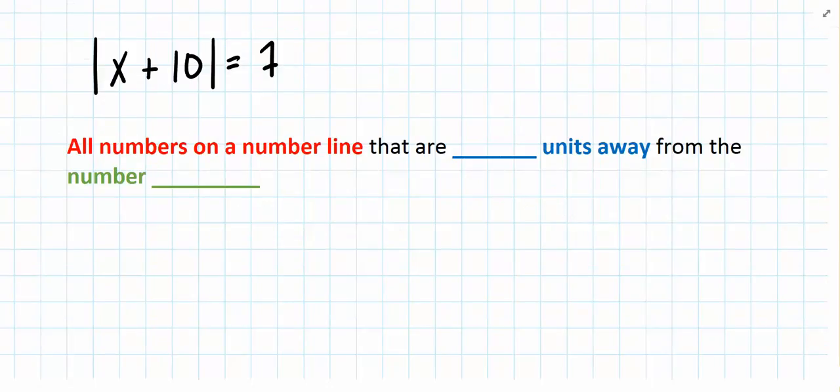Okay, here's your moment to shine. Can you fill in the blanks? All numbers on the number line that are blank units away from the number blank. Hopefully you got it right. The correct way to read this would say all numbers on the number line that are 7 units away from the number negative 10.